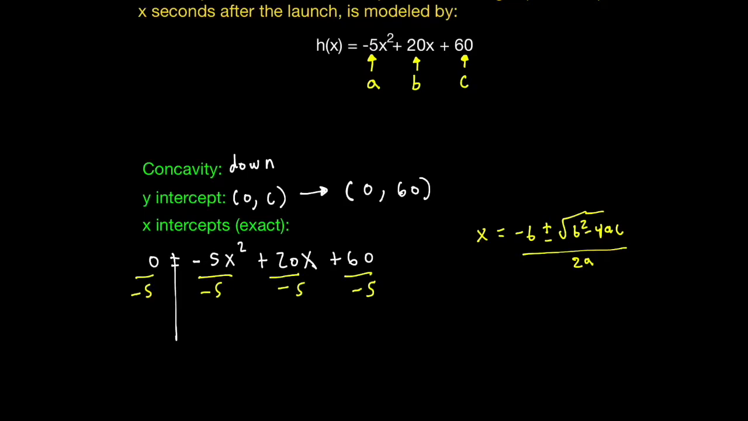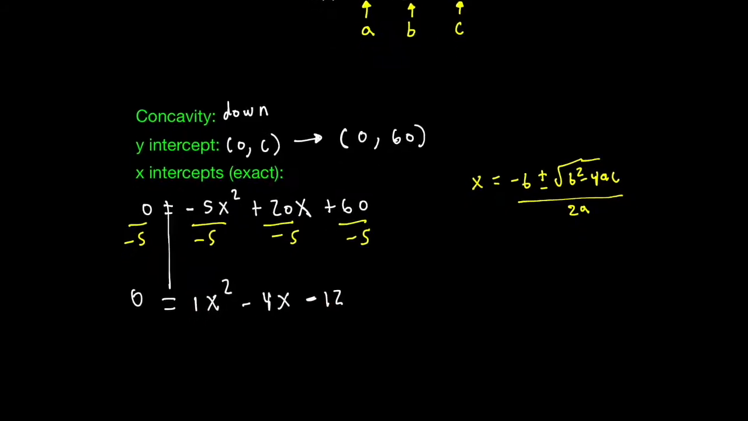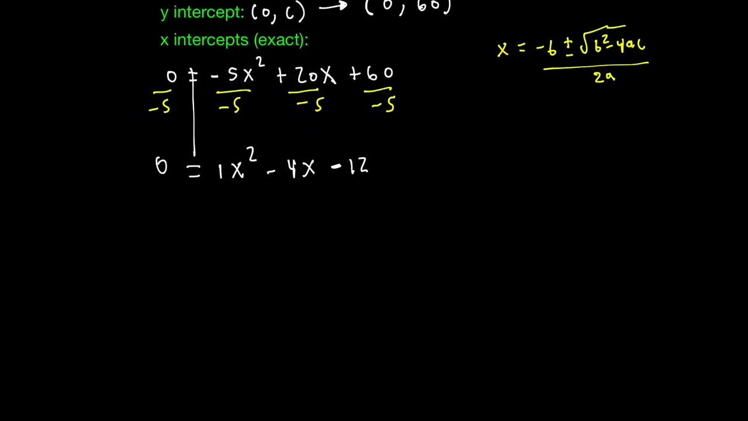On the left-hand side, I'm still going to get 0. But on the right-hand side, the negative 5 divided by negative 5 is going to give me 1x squared. Then 20 divided by negative 5 is going to give me a negative 4x. And then 60 divided by negative 5 is going to give me negative 12. Here I could relabel my A, my B, and my C, and I can apply a quadratic formula with these new values. But I am going to instead proceed by solving this by factoring, since my leading coefficient is 1.